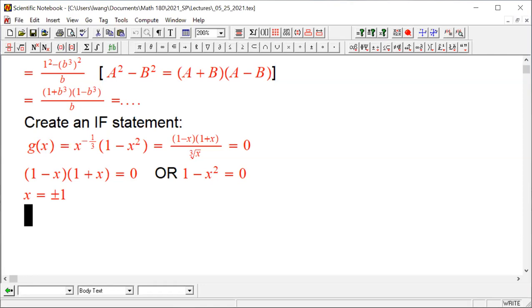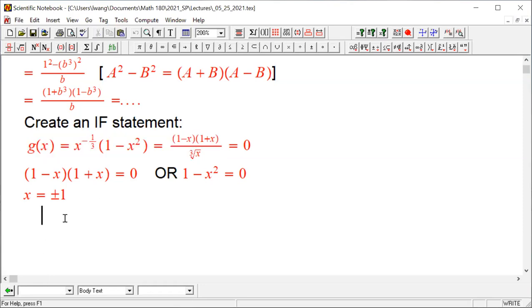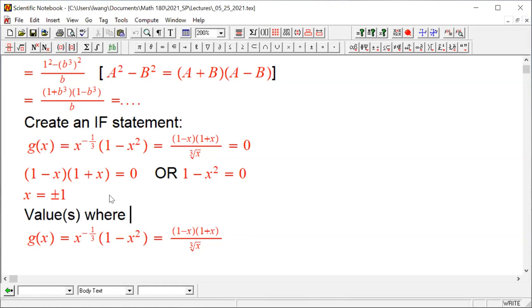Okay, so the third step, C. Find the values where G is undefined, right? So since this is a G and this is a G, where is G undefined?